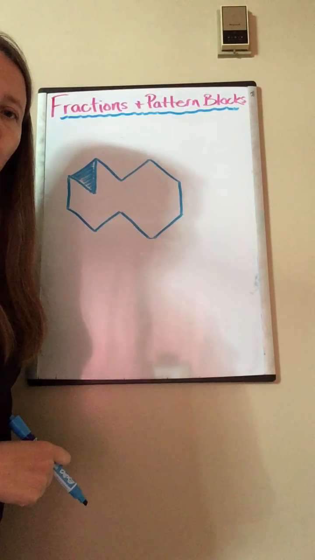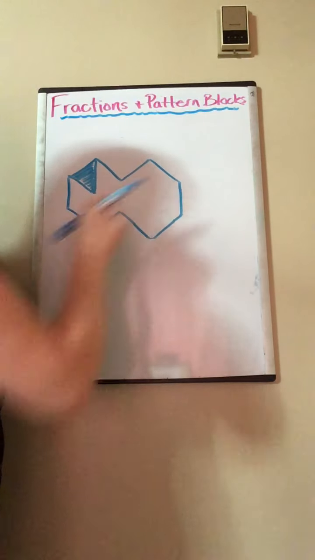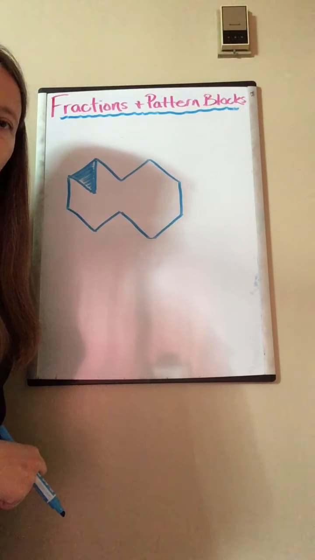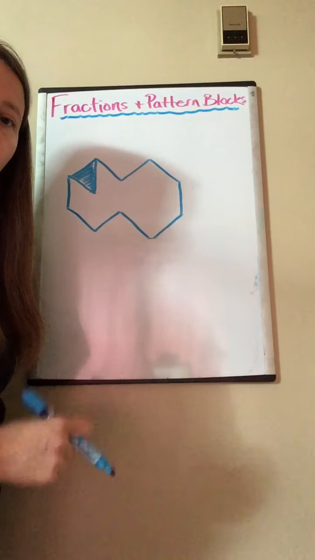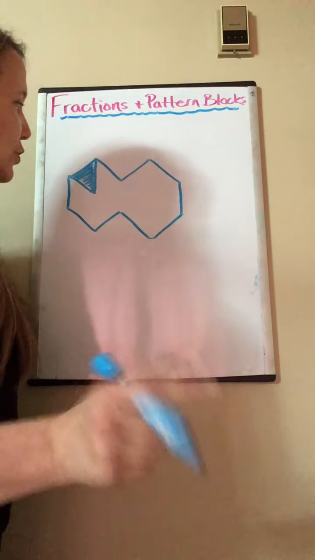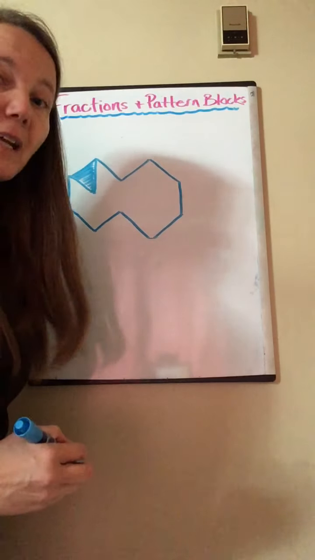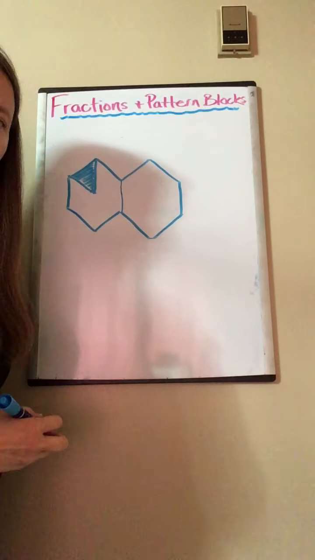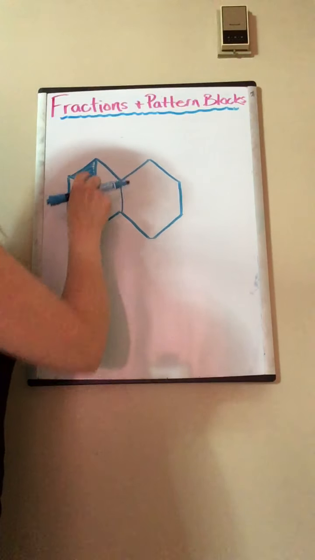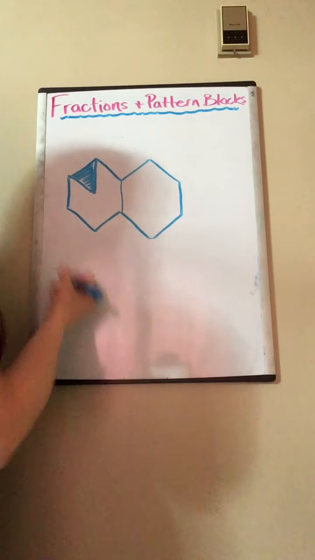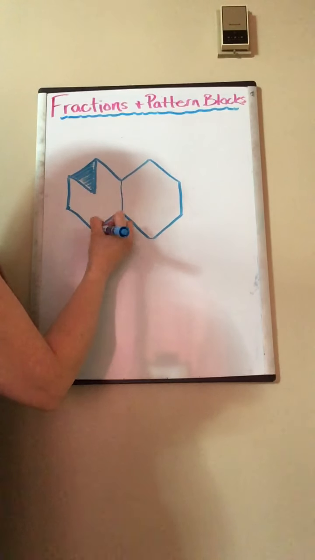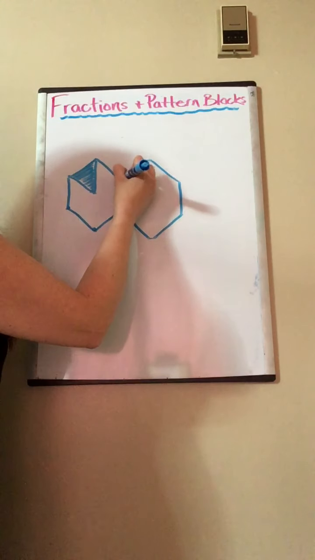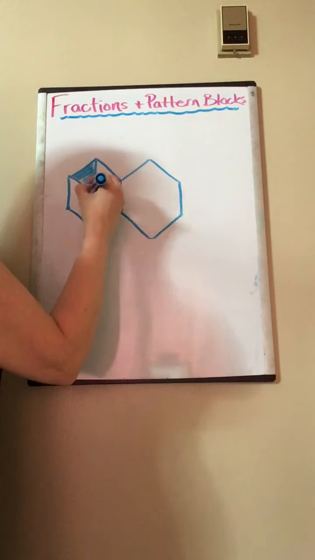What's the first thing that you should do then when you notice that the parts are not equal? If you said make all the parts equal, you are correct. The first thing I'm going to do is draw the line to separate my two hexagons. But are these still equal? No, they are not. So if you remember, I'm going to draw a line to each vertex. Watch this.